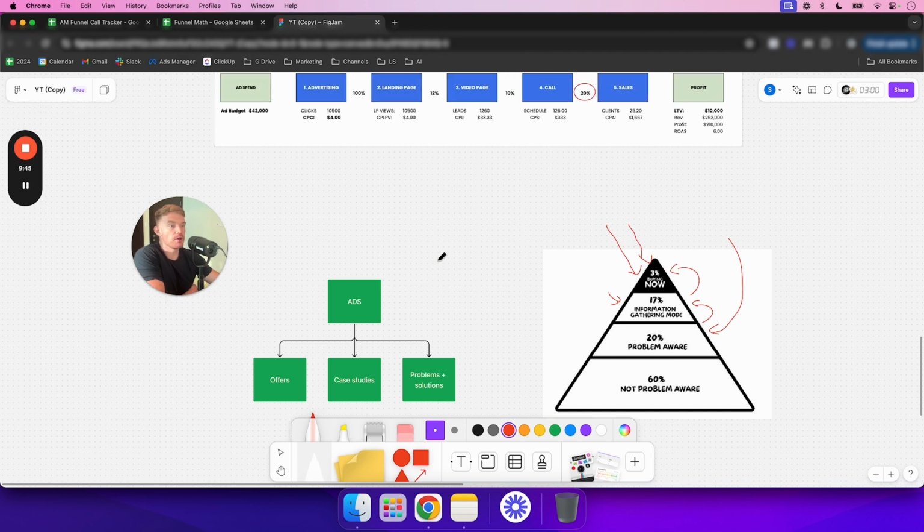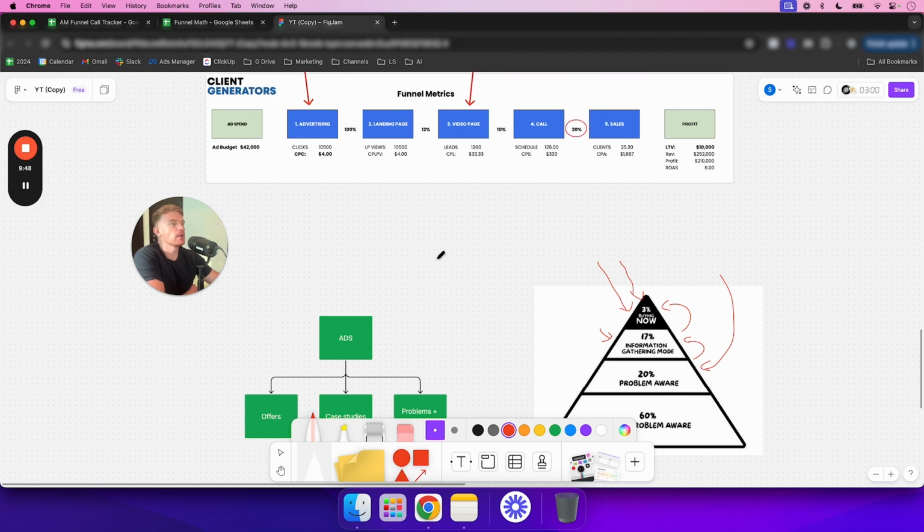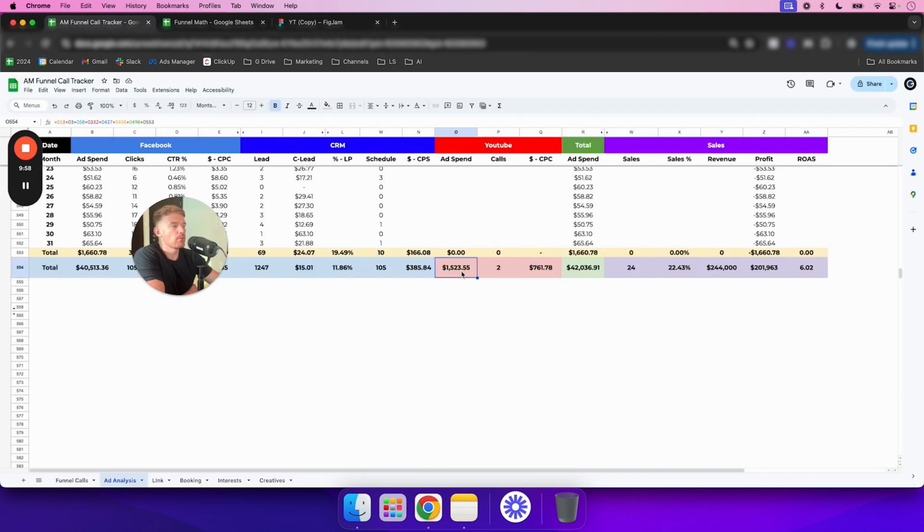And one thing I do want to note, I just want to show it on the other screen as well, is all of this spend was on Facebook. If you go back to here, you can see at one point we flirted with YouTube. Bad idea. It wasn't very good. You can see here we spent $1,500. We got 2 calls booked. So the cost per call was $761, which is not very good. And I don't even think they either didn't show up or their application was just awful.